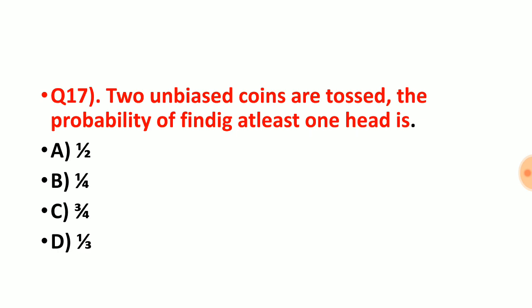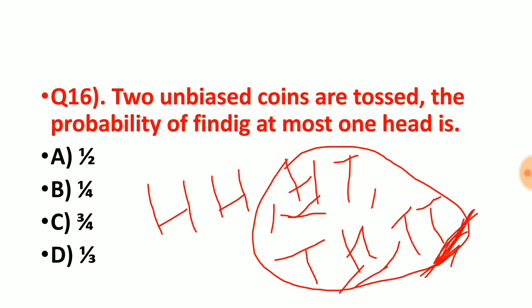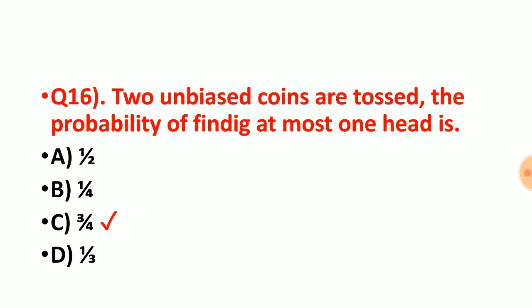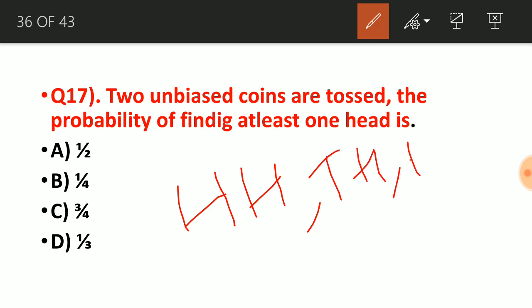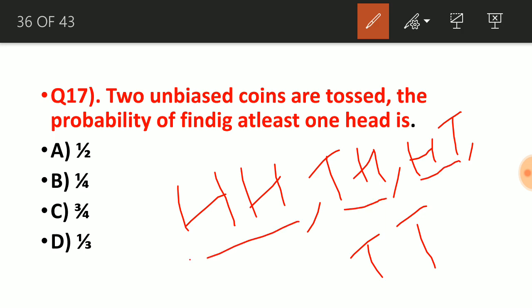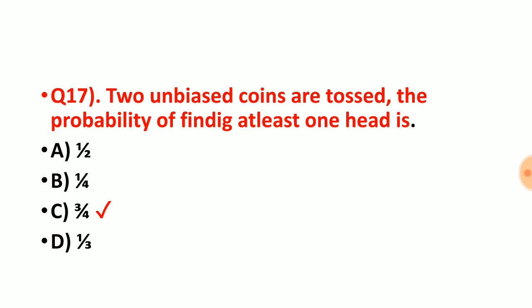At least one head means minimum one head, and maximum it can be 2 heads as well. Minimum one head means this, TH, HT and HH. In this case, at least one head means this and this. At least means minimum one head. So for this also 3 by 4 is the answer for question number 17.